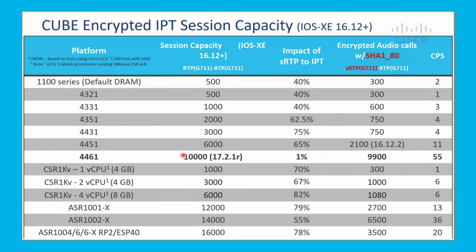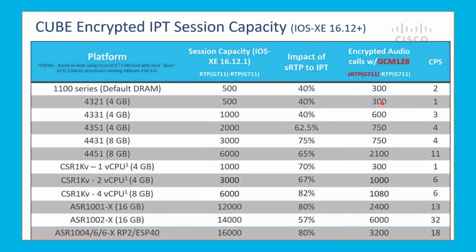One point that I would like to bring your attention to is the impact of encryption on the 4461. The 4461 is the platform that has hardware encryption built into it. In fact, it is the only one within our portfolio that utilizes a hardware encryption chip. And you can see because of that, the impact of turning on encryption is almost negligible. So this platform supports 10,000 basic unencrypted collab calls. You turn on encryption with SHA-180, it can do about 9,900 calls. So you can see almost no drop, and no drop to CPS as well.